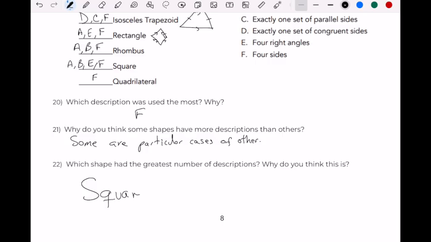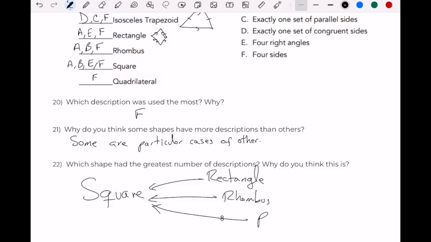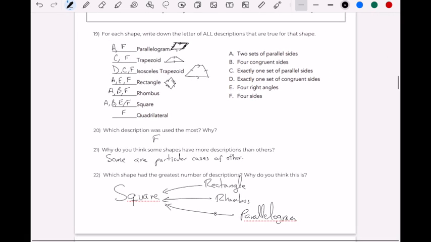Which one had the greatest number of descriptions? It was very clearly the square, because a square is at the same time a rectangle. Sorry, my arrow should be like, the square is a rectangle, the square is also a rhombus, the square is also a parallelogram.